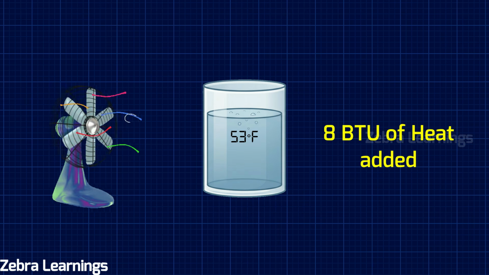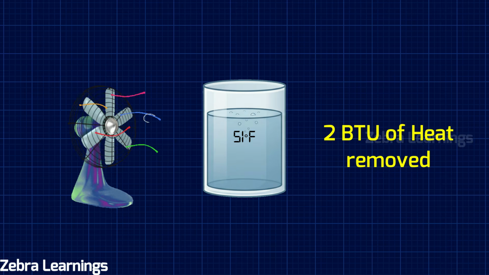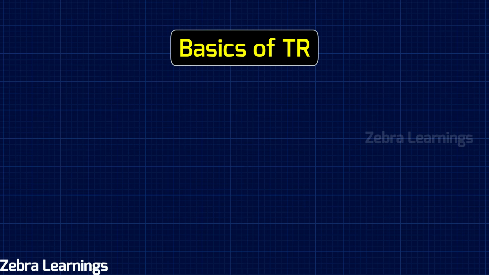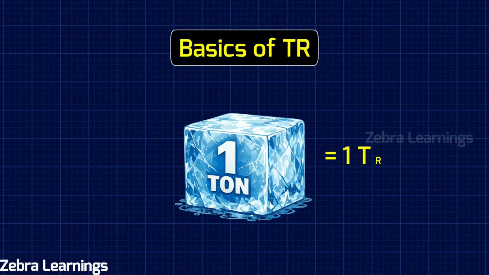Conversely, if heat is removed from the water, the drop in temperature indicates exactly how many BTUs of heat have been extracted. This should give you a solid basic idea of what a BTU represents. Next, let's break down the basics of TR. We define a 1-ton ice block as 1 TR.